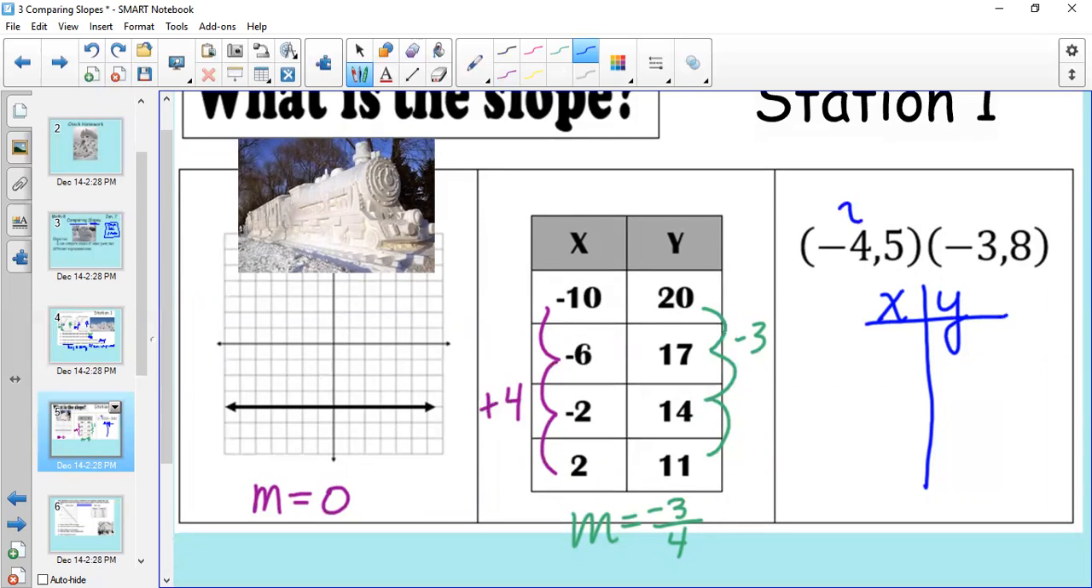Remember, when you put them in the table, you have to put them in the correct spot. So -4 is my x and 5 is my y. And -3 is my x and 8 is my y. So let's find what the change was. Now, a lot of people messed up the left side.